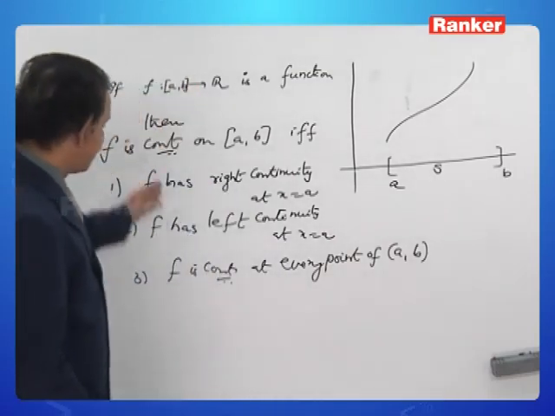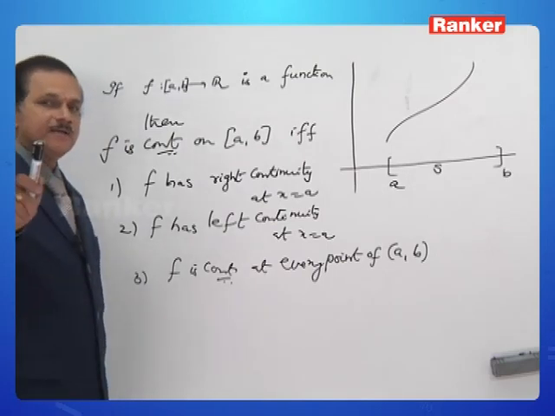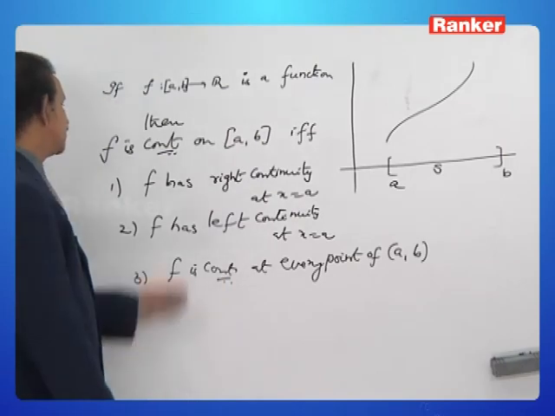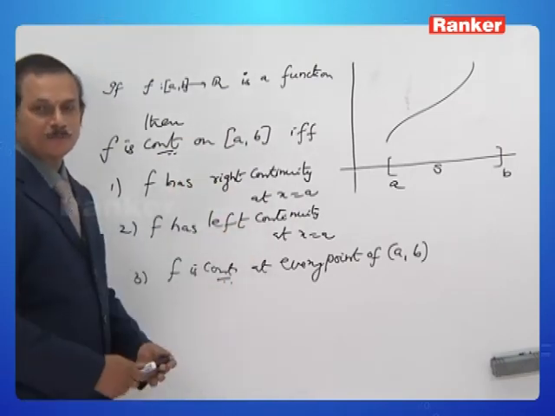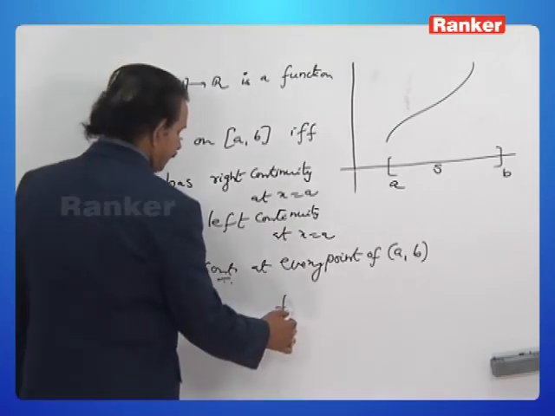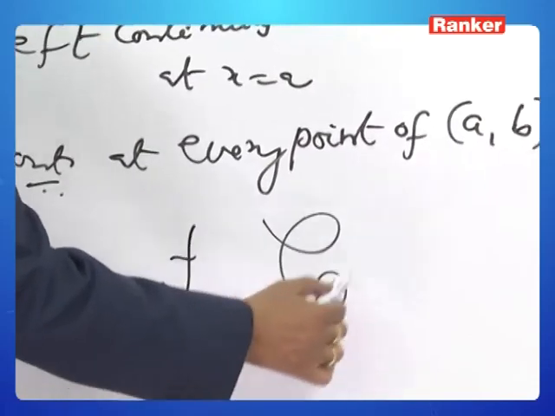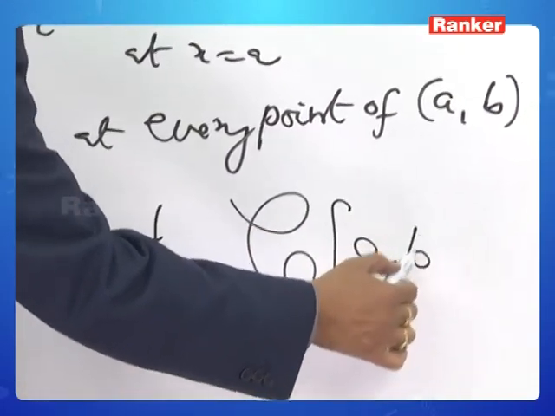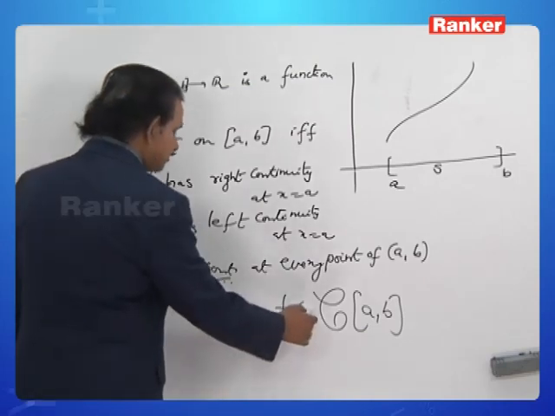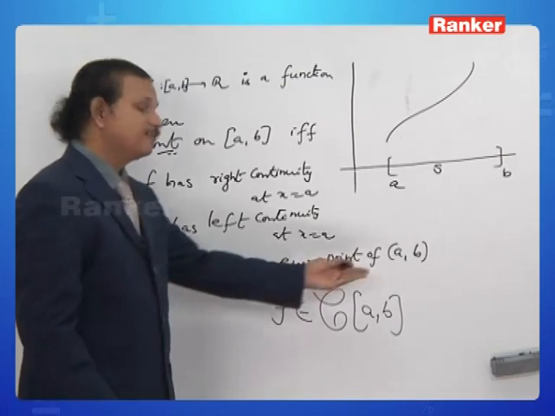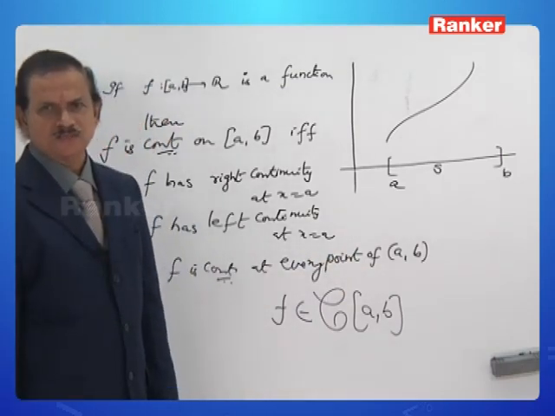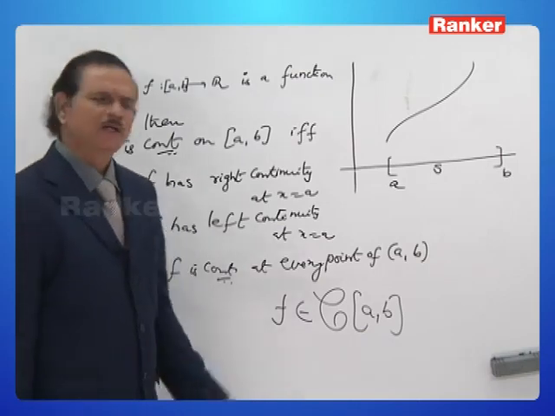Yes, if these three conditions are satisfied, then for such functions we say that f is continuous on closed interval a to b. And the set of all such continuous functions on closed interval a to b has a special notation. If you write f belongs to this set, then f is continuous on closed interval a to b. Of course, this symbol is not included in your syllabus. It is just enough if you can know that. That is omitted.